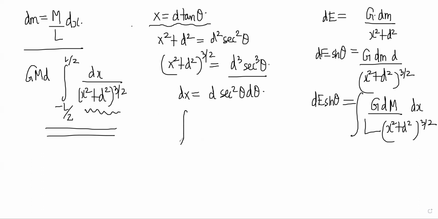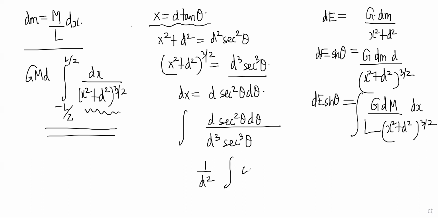So the integral will start looking like d sec square theta d theta divided by d cube sec cube theta. So you'll get a 1 by d square outside the integral of 1 by sec theta, which is cos theta d theta. The integral of cos theta is sine theta, and 1 by d square comes out. Now I cannot put limits in sine theta because my limits were in terms of x. So I'll use the substitution that I did.